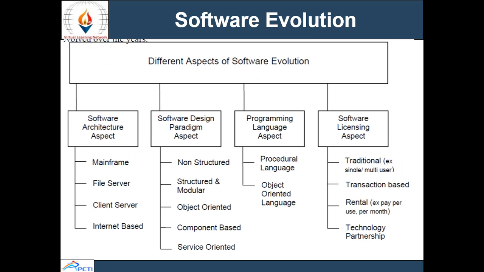Software evolution. Over the decades, computers have been used in new areas and to solve new problems. With challenging needs and improved hardware, the software has evolved in its various aspects. The software architecture, its design paradigms, programming languages, its usage, costing, and licensing have all changed and evolved over the years. Software evolution with respect to its architecture, design paradigm, programming language, and licensing will be covered in the next slides.